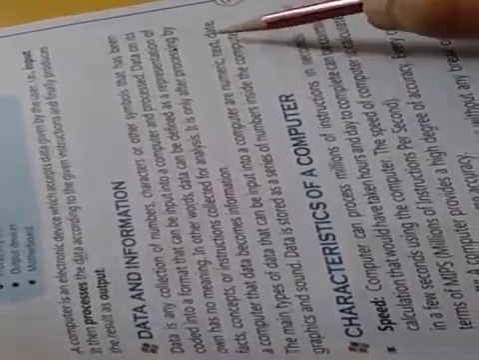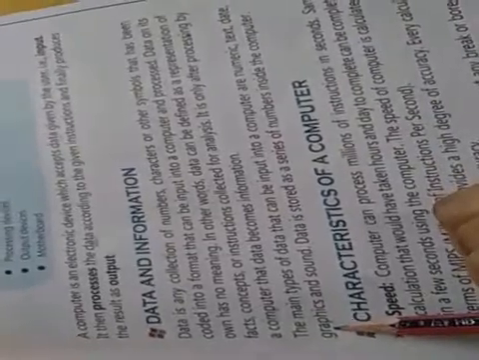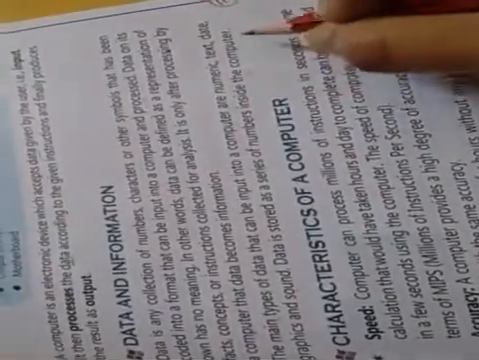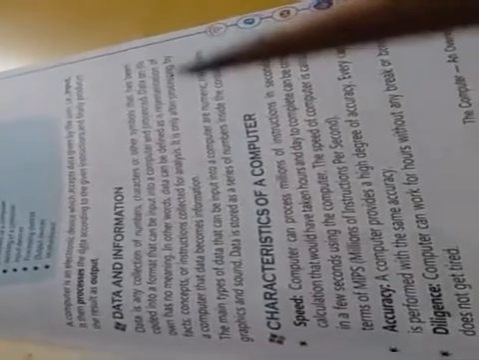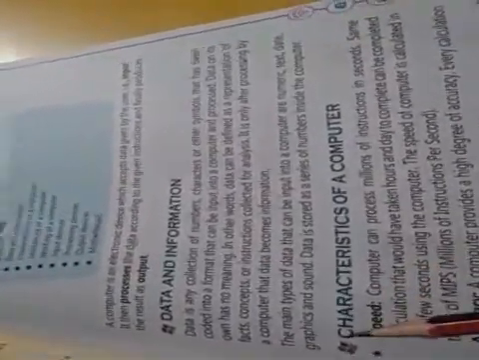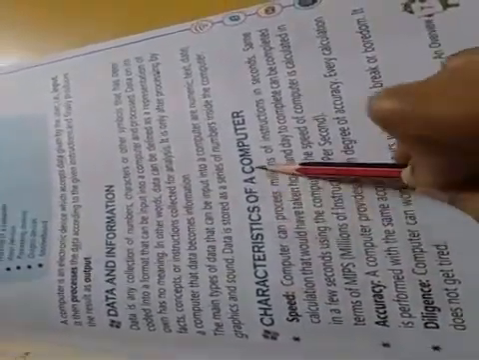So the main types of data that can be input into a computer are numeric, meaning 0 1 2 3 4 5 6 7 8 9, text like ABCD, any date, graphics like pictures and shapes, and sound like music files. Data is stored as a series of numbers inside the computer. Okay, now students, is it clear? The raw form of any material is called data. And when the data is processed, it becomes what? Information.